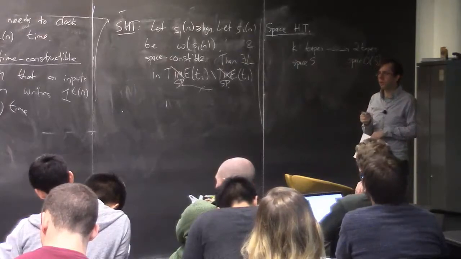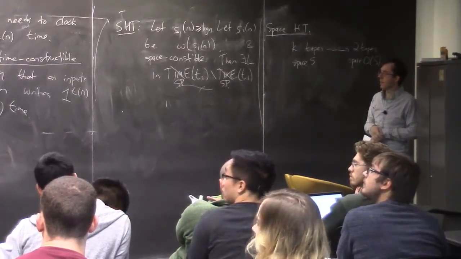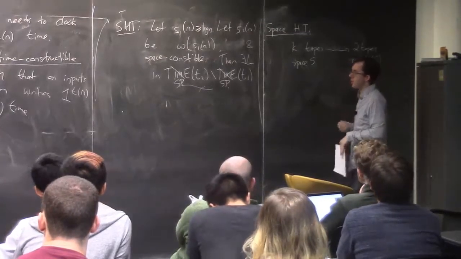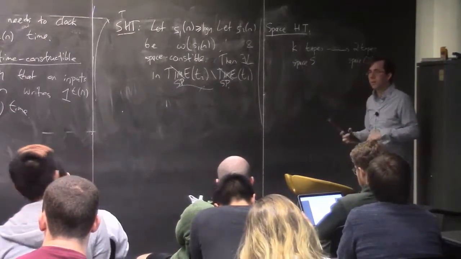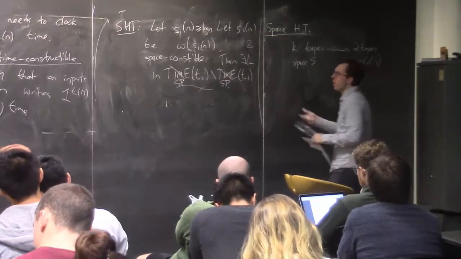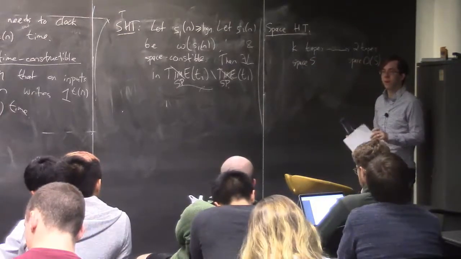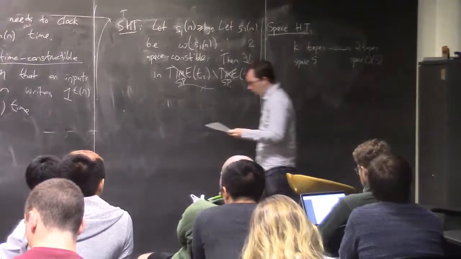Do you have a question? Yeah, the space constructible definition is about work tape space, right? That's right, work tape space. In space complexity you only measure the work tape space, not the read-only input tape space. That's one reason why it's very convenient that we're working with multi-tape Turing machines. That's the natural context for space-bounded computation. Okay, great.